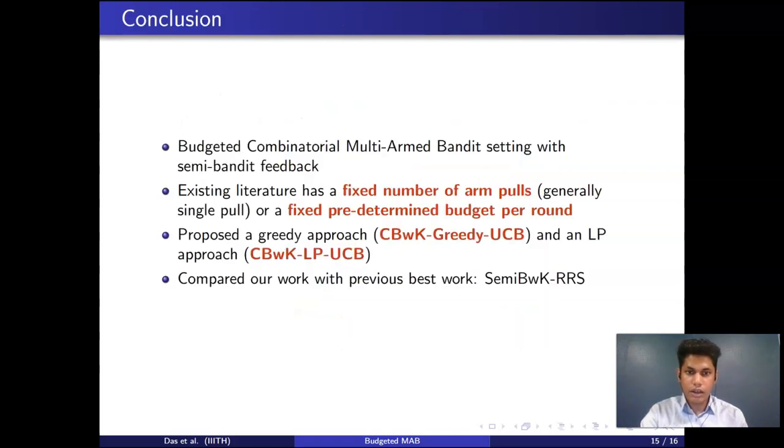Concluding our presentation, we showed that the existing literature has either considered a fixed number of pulls or a fixed predetermined budget. We handle a more general case. We propose two algorithms and compare our work with the previous best work.